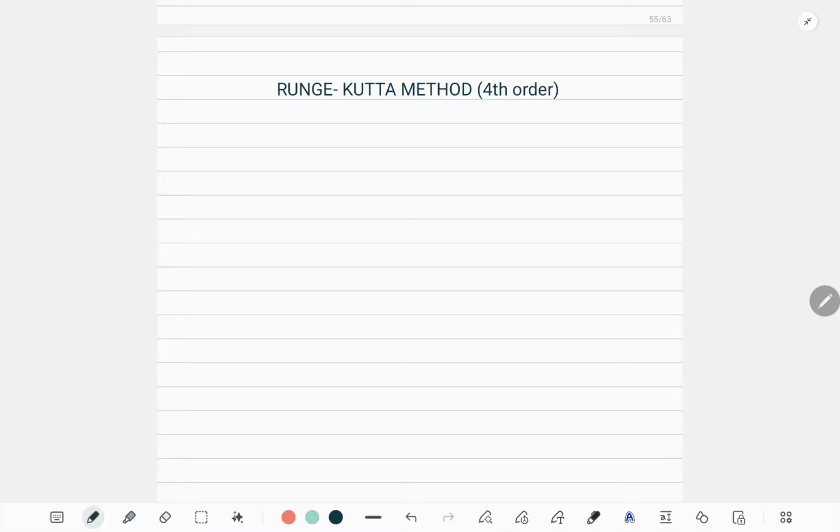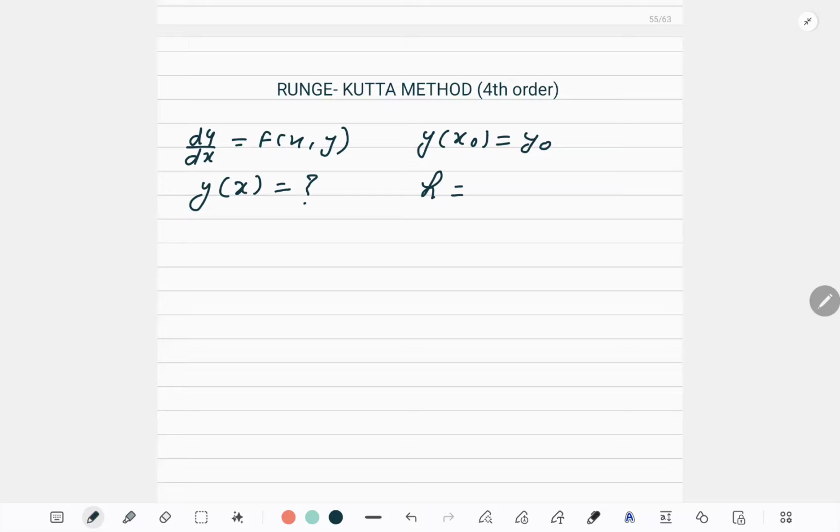The format of the question will remain the same. In the question they will tell me that dy by dx is equal to some function of x and y. They will give me some initial conditions, meaning the values of x0 and y0, and they'll ask for y at a particular x. Sometimes the question will be done in one stage, sometimes two stages will be required depending upon the value of h. Okay, so let us first understand the formula.